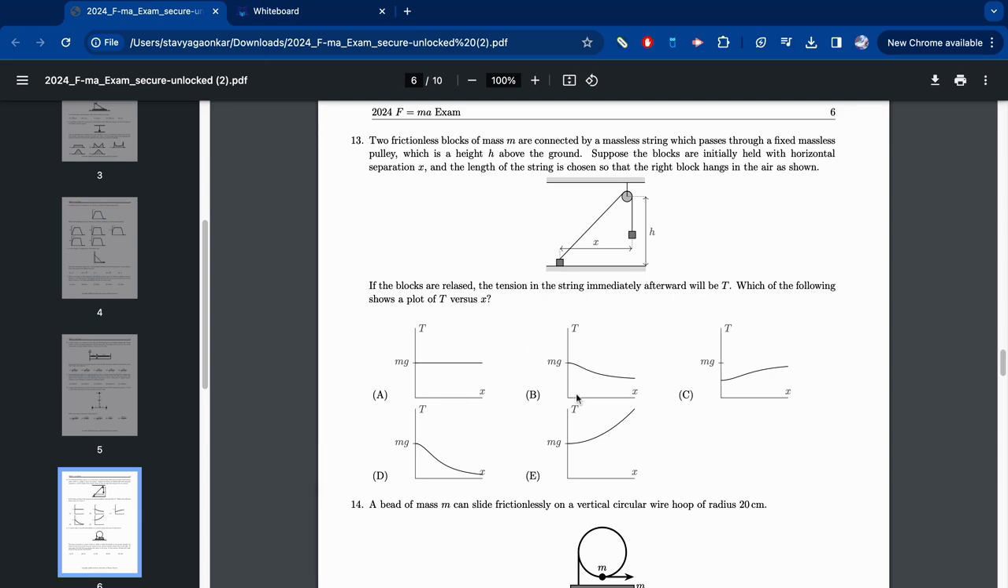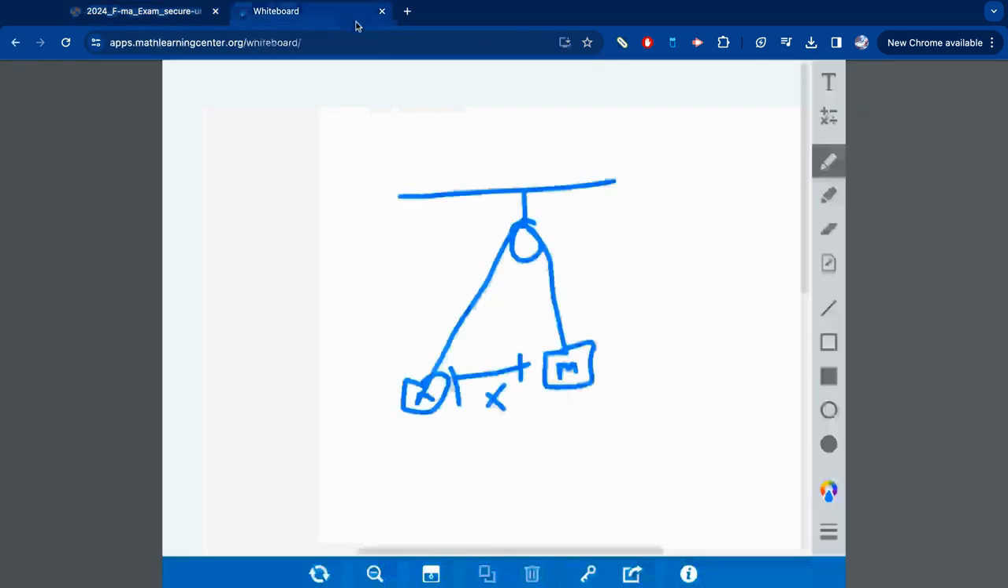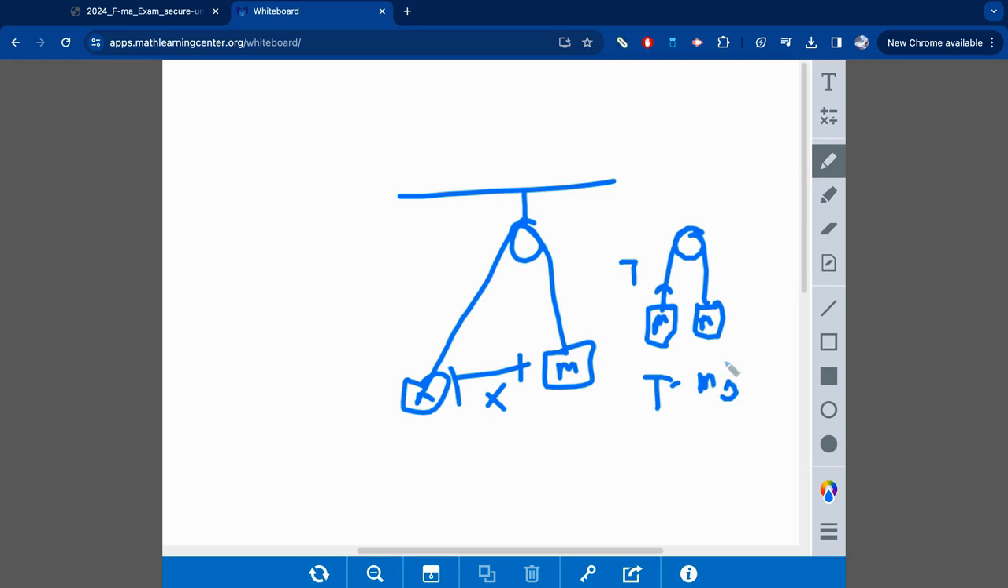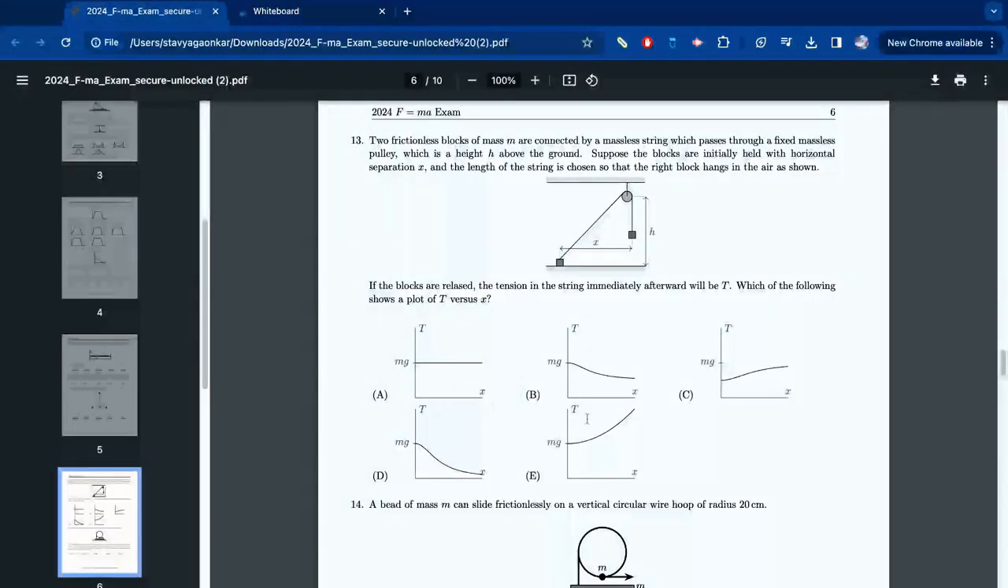For example, the point where x is 0. What would the tension be there? If x is 0, you have a pulley like this with m here and m here. Since the forces acting on these are equal, it's not going to move, which means that T is simply equal to mg. So we can eliminate all graphs where T is not initially equal to mg. So it's not C; it's either A, B, D, or E.